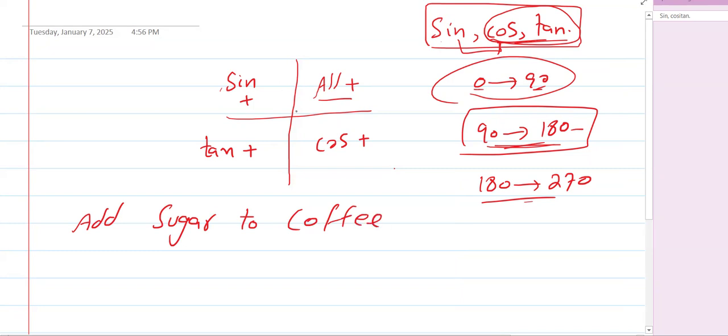This word will help you to remember: add sugar to coffee. A, all positive. Sugar, S means sine positive, second quadrant. Others both negative. T, tangent, first letter of tangent, third quadrant. Others both negative. C, cos positive is the fourth quadrant. Others both will be negative. This is very important to remember. Just take a screenshot of that one. It will be helpful to you later.